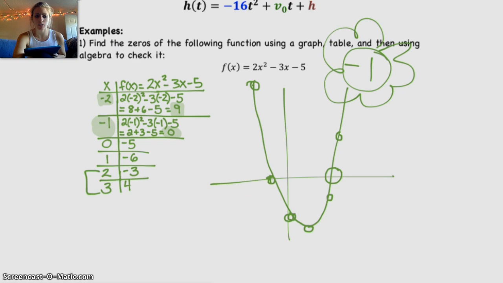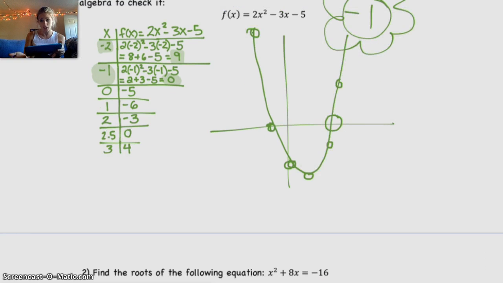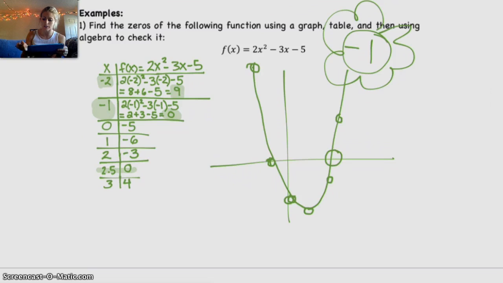So go ahead, try a few values between 2 and 3. I'm going to try 2.5 and see what happens from there. So it conveniently turned out that 2.5 is actually the zero, so that was nice. So we know that the zeros are -1 and 2.5, right?